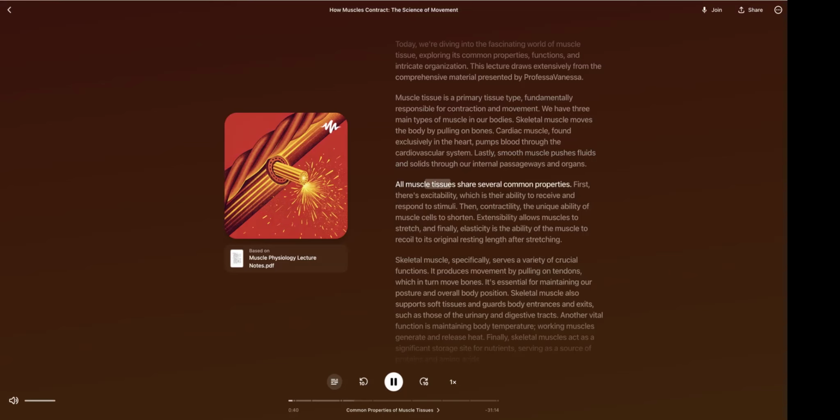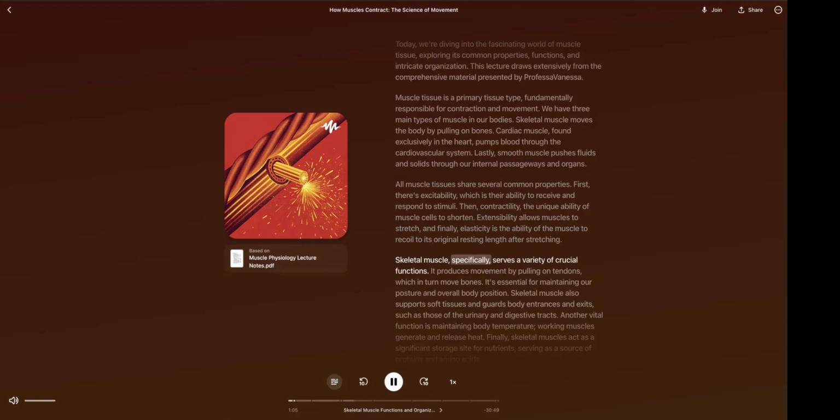All muscle tissues share several common properties. First, there's excitability, which is their ability to receive and respond to stimuli. Then, contractility, the unique ability of muscle cells to shorten. Extensibility allows muscles to stretch. And finally, elasticity is the ability of the muscle to recoil to its original resting length after stretching.